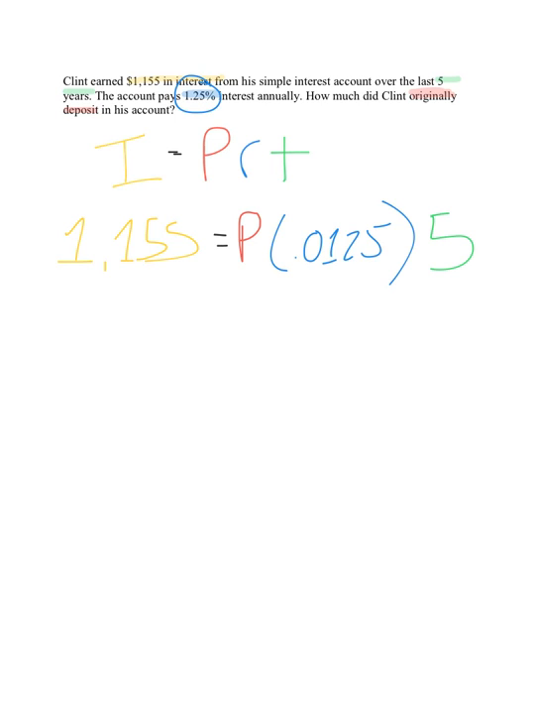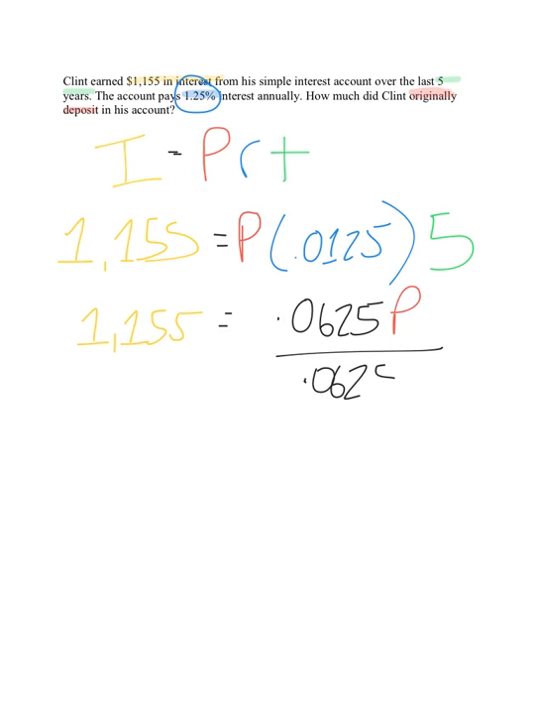In order to solve for P, we're first going to multiply 0.0125 times 5. When we do that, we're going to end up with 0.0625. So we end up with 0.0625 P, and then once again equals the interest, 1,155. Last but not least, we're going to divide each side by 0.0625.